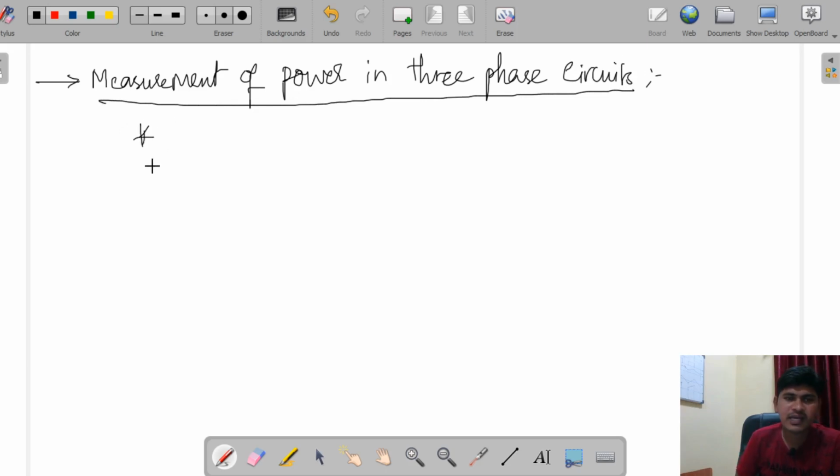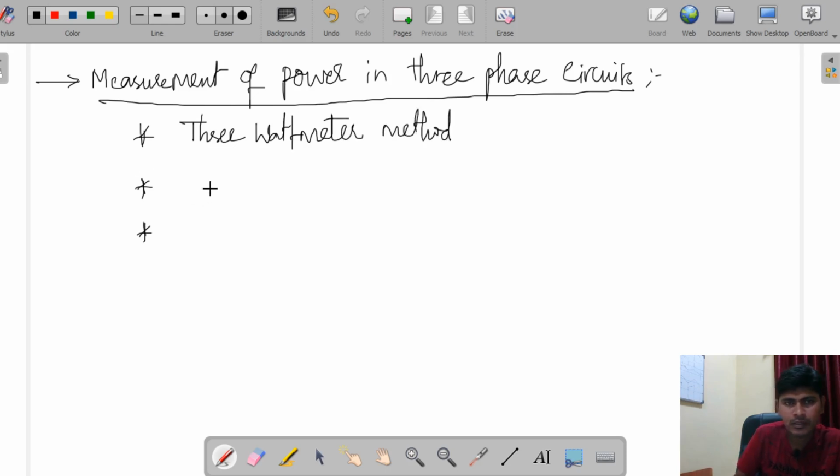There are three methods available for the measurement of power in three-phase circuits, or three-phase power measurement. We have three methods, right? First one is the 3 wattmeter method. The next one is the 2 wattmeter method. And the last one is the 1 wattmeter method.